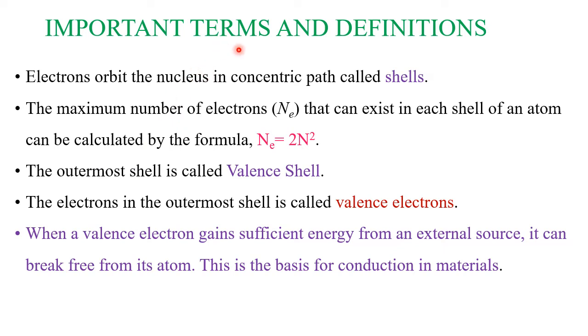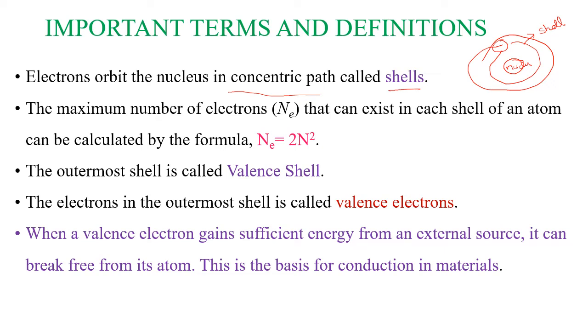Let's see some important terms and definitions. The first one is, what is a shell? The electrons which orbit the nucleus in a concentric path are called a shell. Consider this as a nucleus, and if the electrons revolve around in a concentric path, then it is called a shell. An atom can have one or more shells. So that is called a shell.